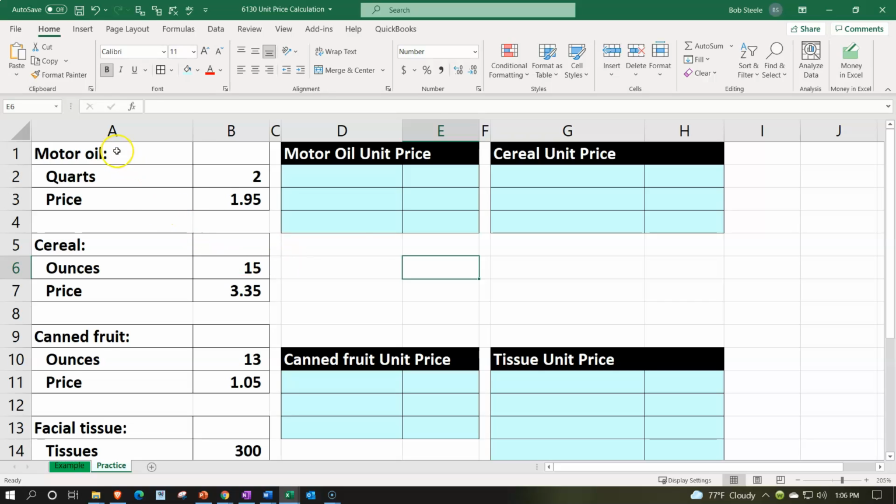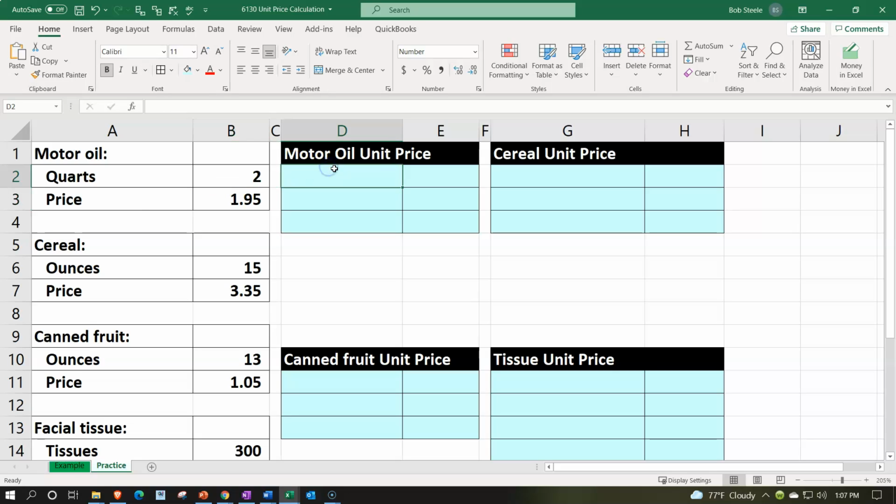So we'll start with the motor oil. So we'll say motor oil, and we'll say it's in quarts. So we've got to say the unit then is in quarts, and they're giving us the price of $1.95. So then we can calculate the unit price, which would be the price per quart, if we were to then make comparisons with other types of brands for the motor oil.